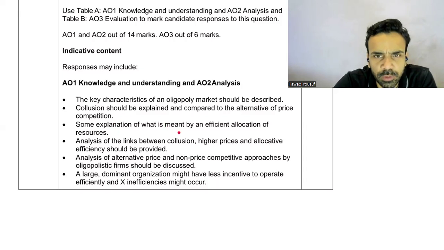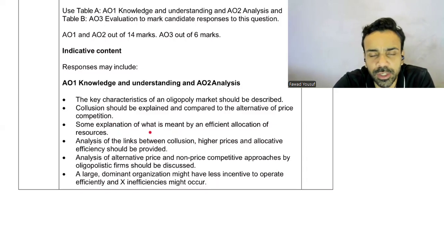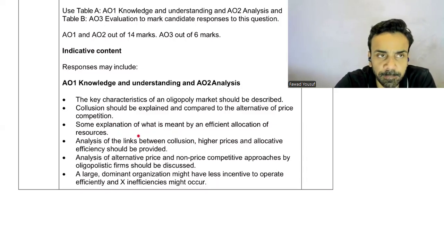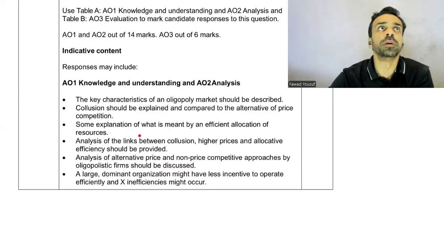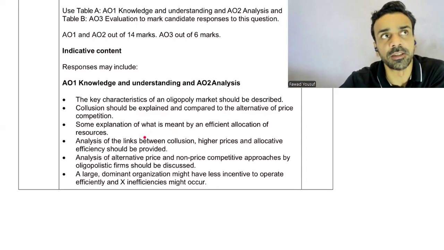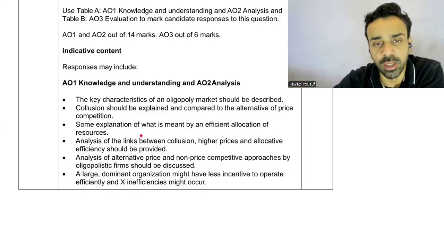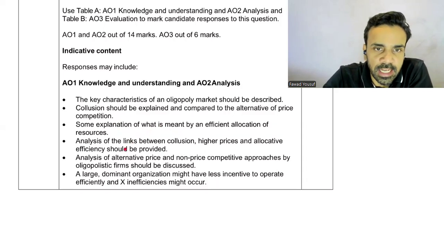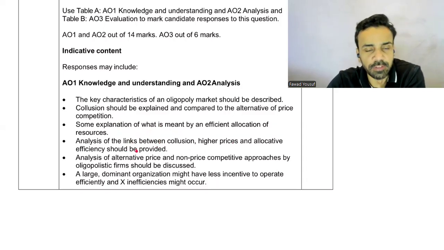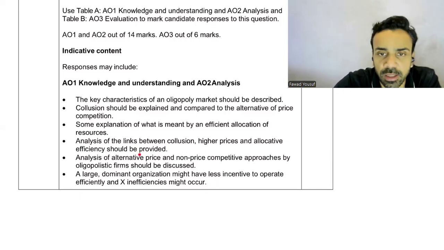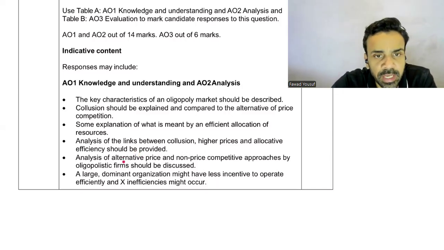Some explanation of what is meant by efficient allocation of resources वो P equals to MC और उसकी basis पे हमने बात की. You could have talked a bit more also on that as a separate explanation. Analysis of the link between collusion, higher prices, and allocative efficiency. We did that for every single model we did.